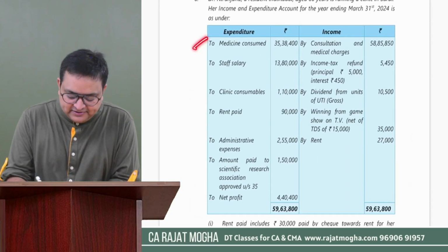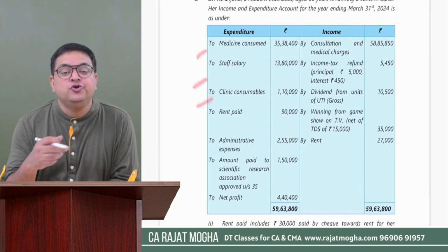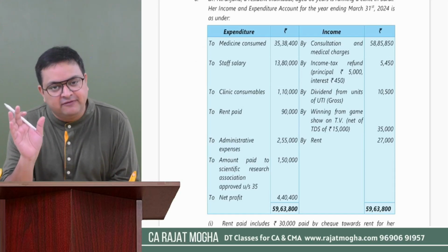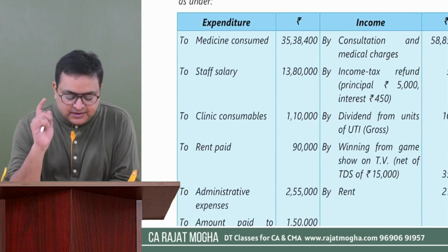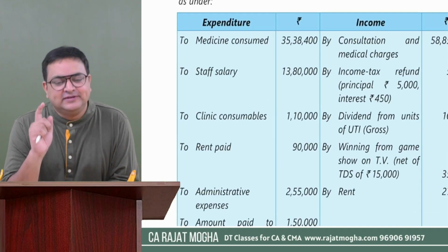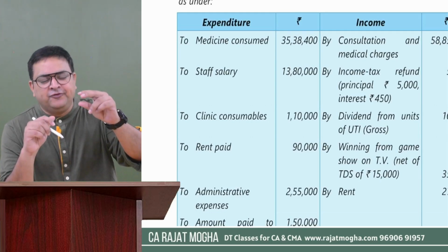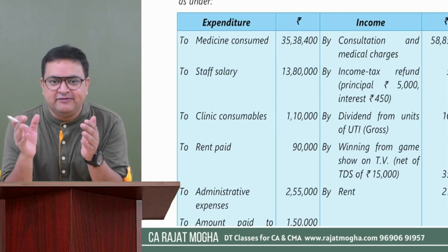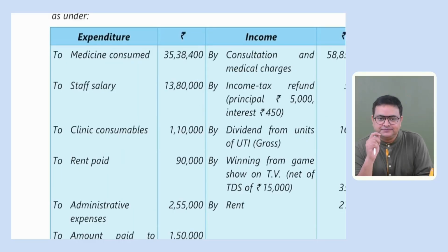Debit side is all expenditure, credit side is all income. So we have to see if there is any expenditure which should not be allowed, and if she has debited that expense, we are going to add it back. Correct? So first, in fact, your steps should be, while computing your PGBP income, you start with your net profit. If it is profit, then you start with a positive amount. If it is loss, then you start with a negative amount, right? So while computing PGBP, you should always start with your net profit or net loss, as the case may be.